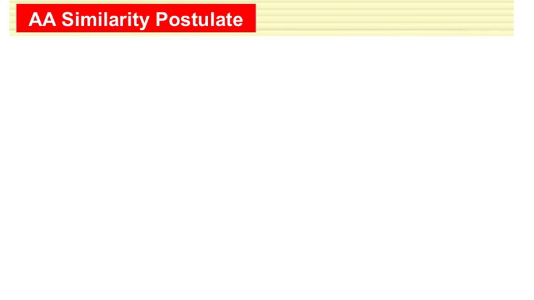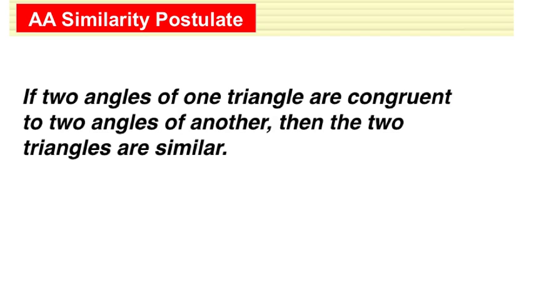Hey everyone, in this lesson you will be learning how to prove that triangles are similar by using the AA similarity postulate. And this postulate states that if two angles of one triangle are congruent to two angles of another, then the two triangles are similar.